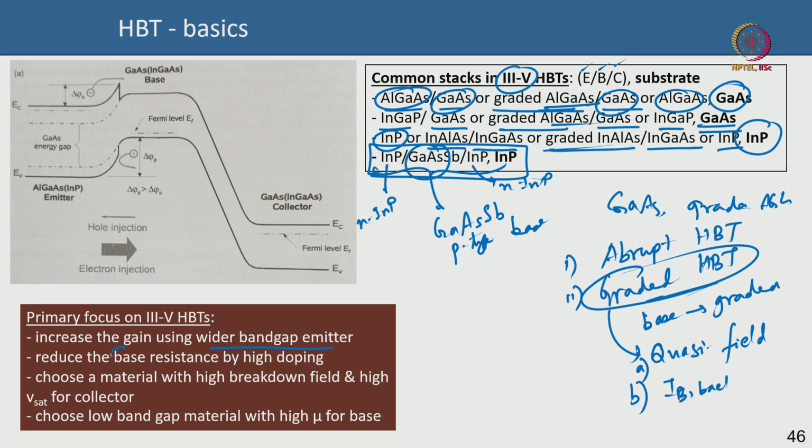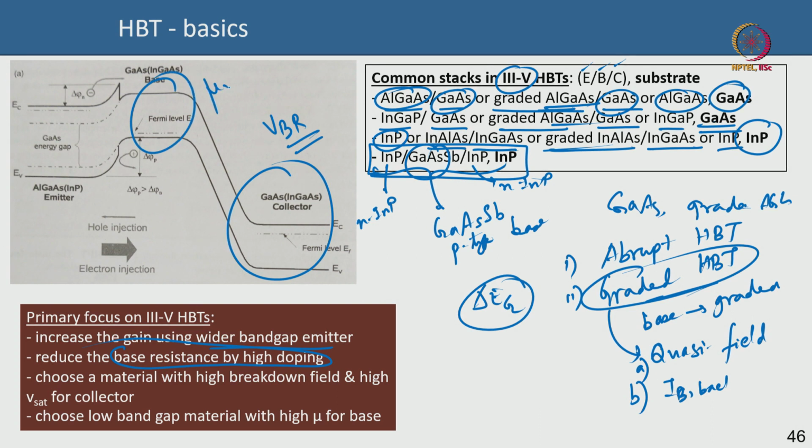You can dope the base really high and reduce the base resistance, and you do not get a problem with the beta, because your emitter can be doped very high, or even otherwise your delta EG between the band gap of the emitter and the base will give rise to a significantly higher beta despite a high base doping. Okay. And you can choose a collector which has a reasonably high breakdown field such that the breakdown voltage is not compromised. In the base you choose a material which has a higher mobility and higher velocity such that you can get even higher cutoff frequency.